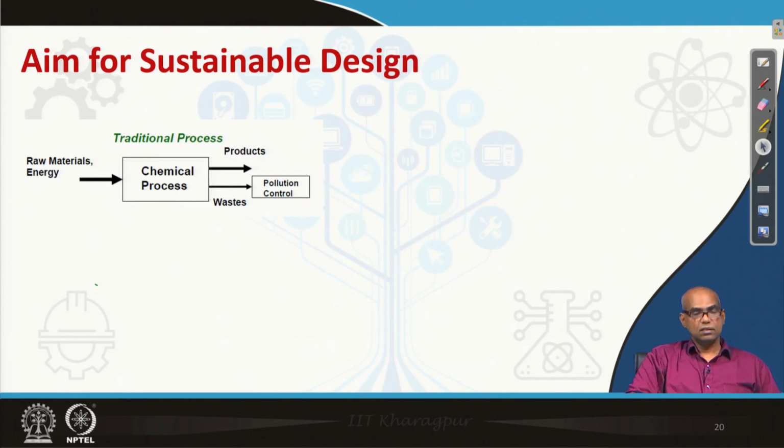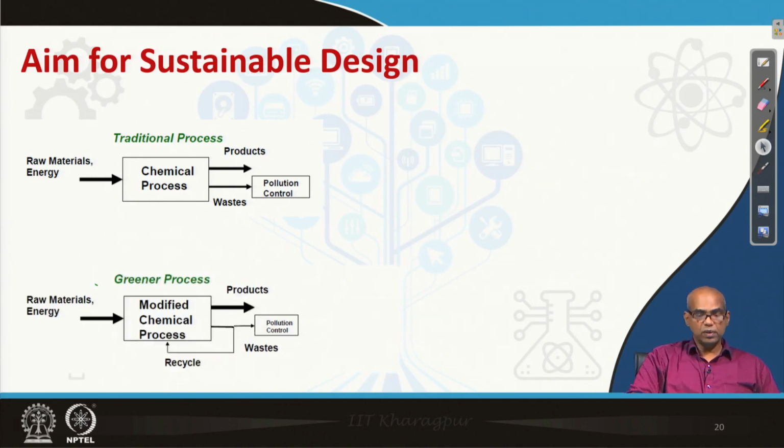Look at this block diagram for a traditional process. The raw materials enter the chemical process and what we get is products and waste. So, the waste undergoes pollution control. A greener process would be to recycle the waste stream and minimize the waste production, ideally zero waste. So, we should target such greener sustainable designs.